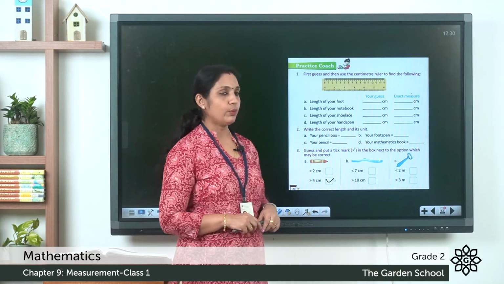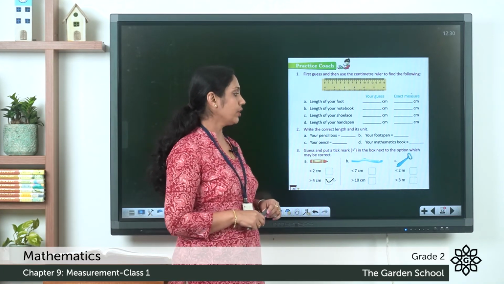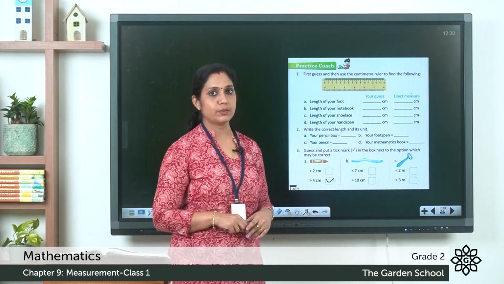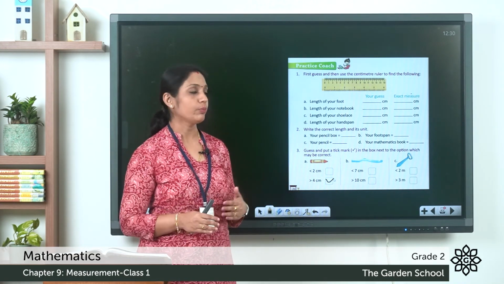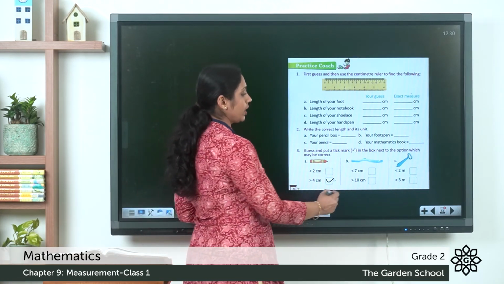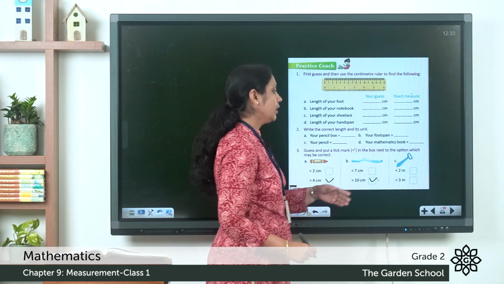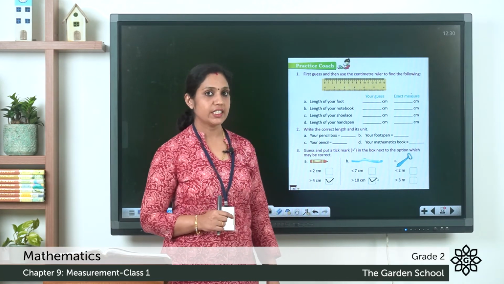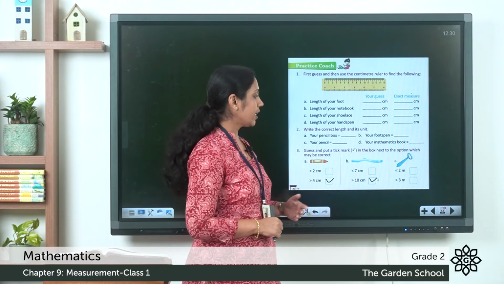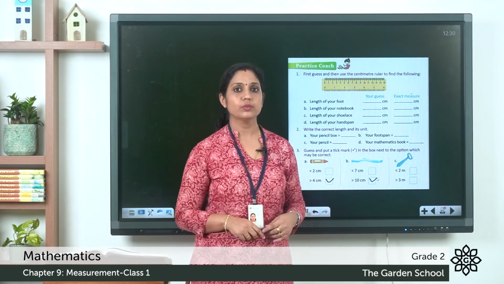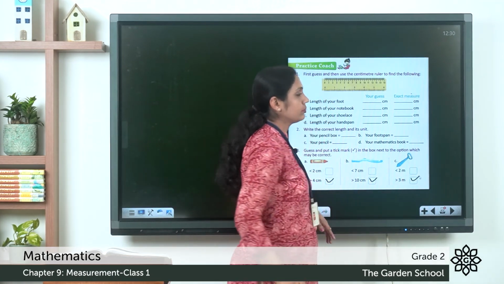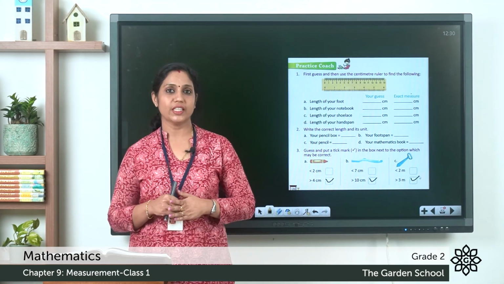The next, B, we have a toothbrush and you have less than 7 centimeters, greater than 10 centimeters. So you can find it out by guessing it. It will be greater than 10 centimeters, so you can tick it. Next, C, you have a tie and we have less than 2 meters and greater than 3 meters. So it is greater than 3 meters. So tick it.